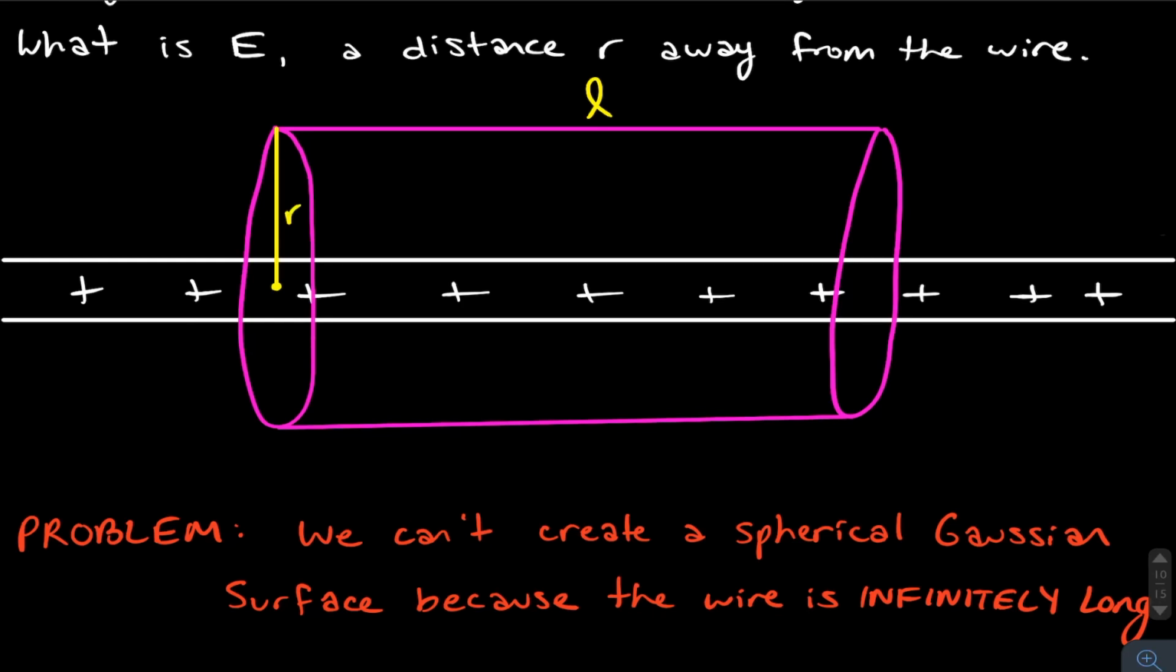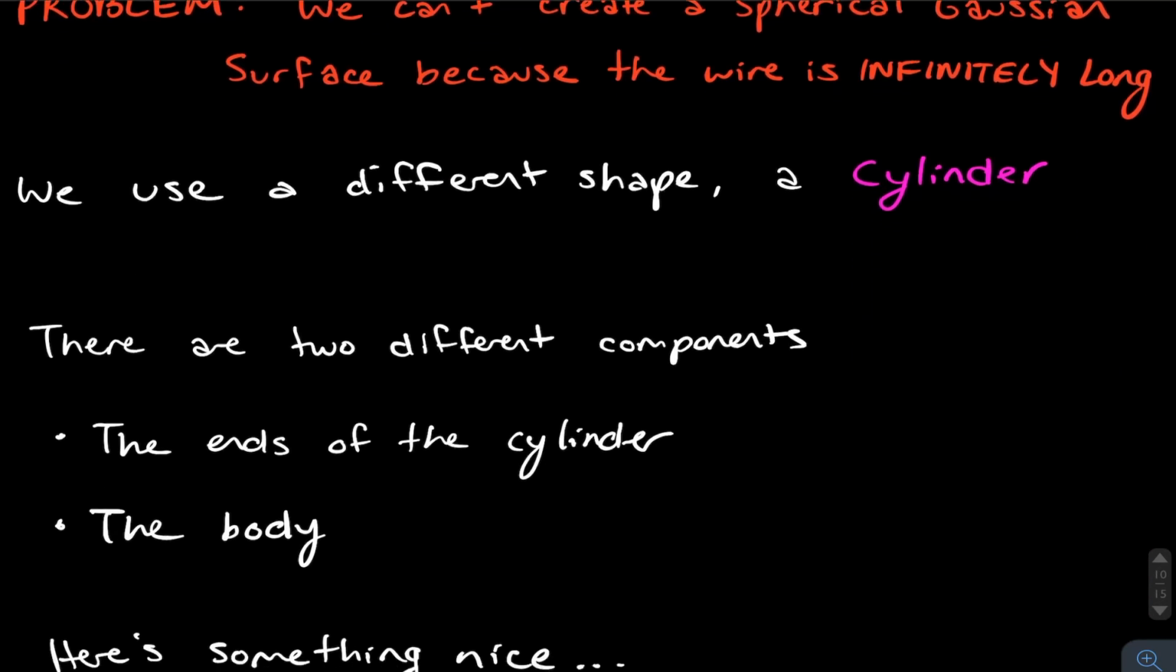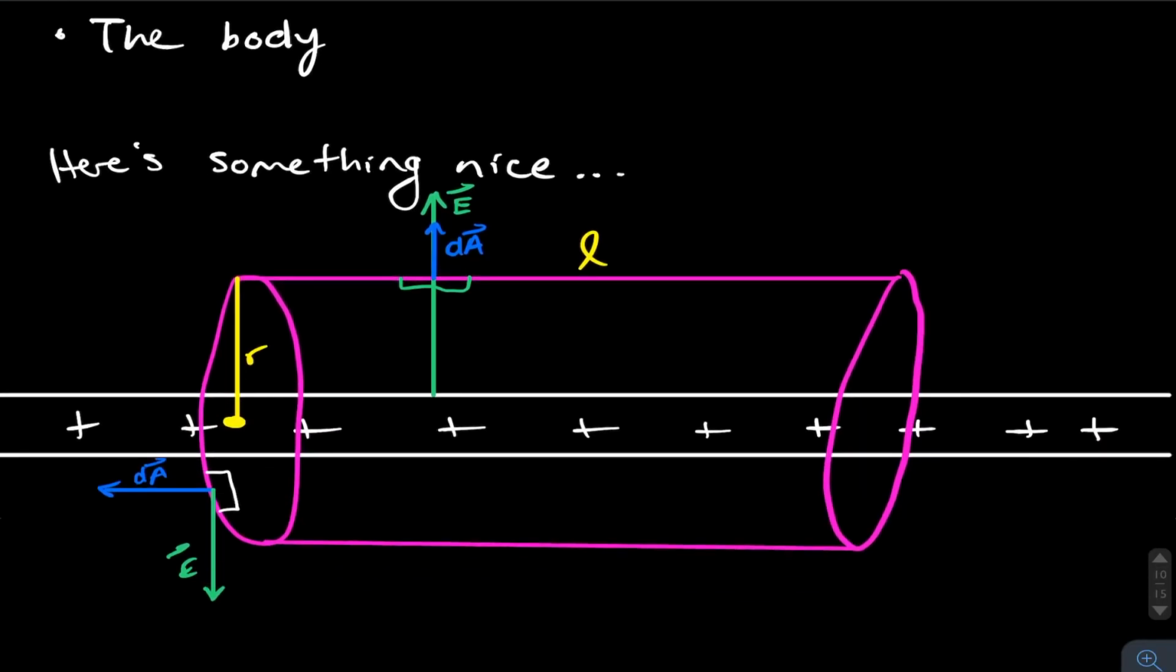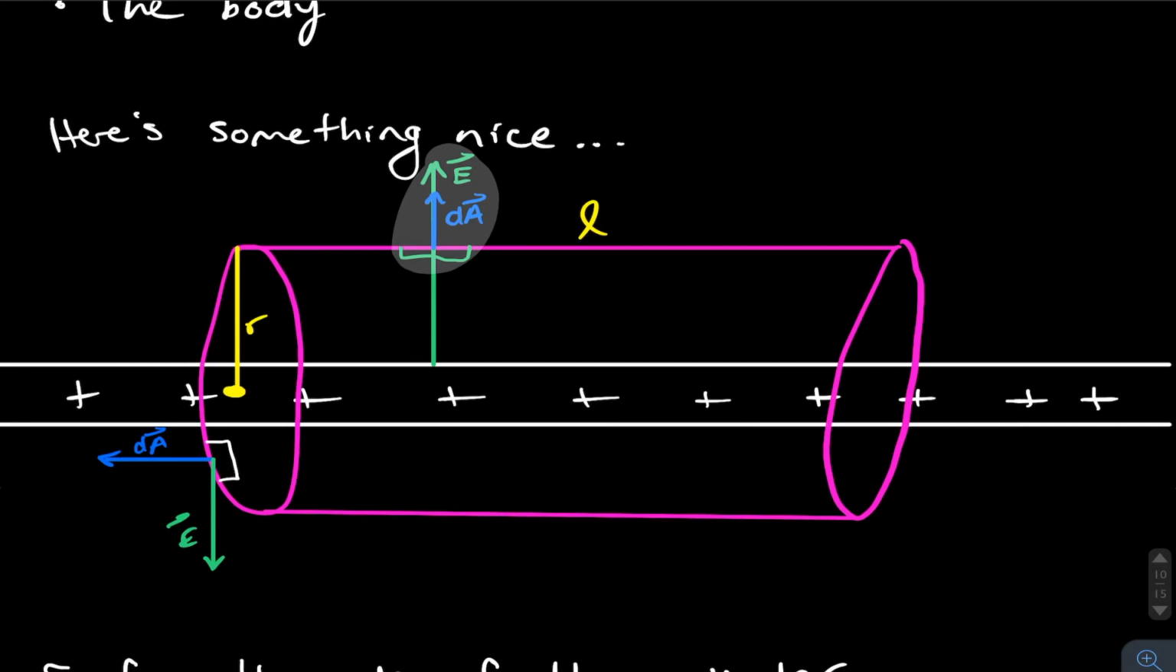Now here's how we start. There are two different components to a cylinder: the body of the cylinder, and the ends of the cylinder as well. We get something really nice off of this, and you can see that with the diagram below. Somewhere on the body of the cylinder, the electric field is parallel to the area vector. That means the flux is just E times A times cosine theta, where theta is 0 because they're parallel, so we get EA. Over on the end of the cylinder, dA is perpendicular to E. E is still going away from the wire.